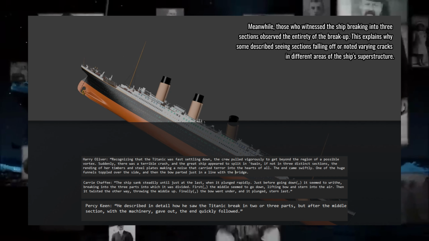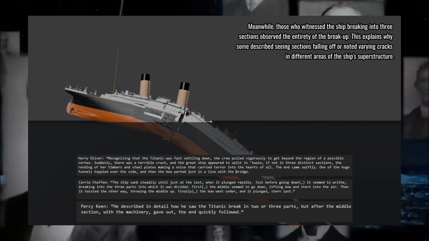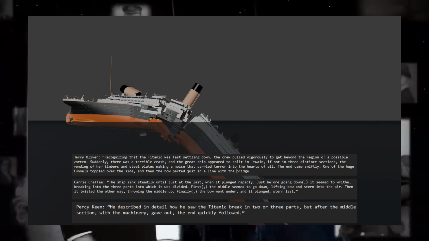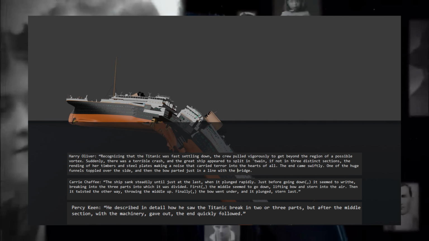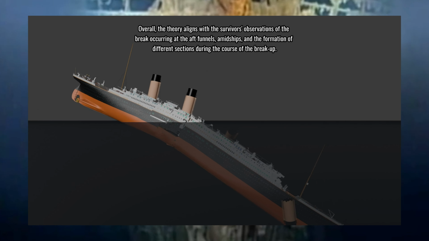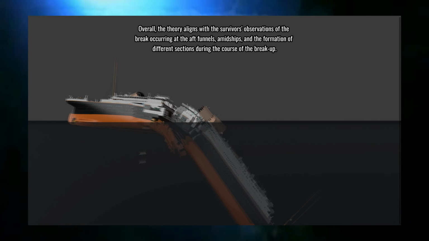Lastly, overall, the ship's breakup sequence involving multiple fractures and cracks forming explains the various accounts of multiple breakups or sections breaking off, which indicates that these survivors witnessed the entirety of the breakup sequence of the RMS Titanic. In terms of the overall theory, it effectively accounts for and explains the survivor testimonies, which explains the discrepancies of what they said they saw.